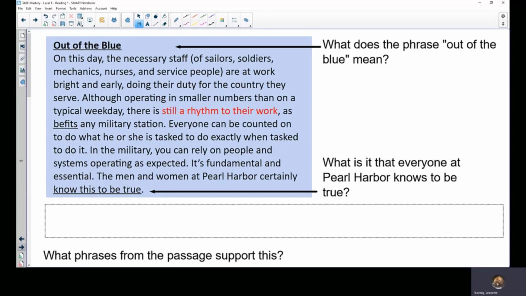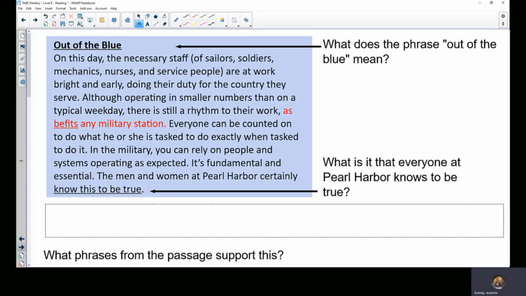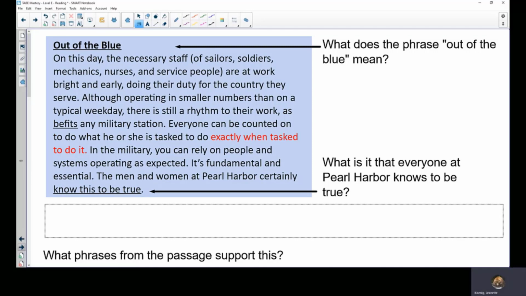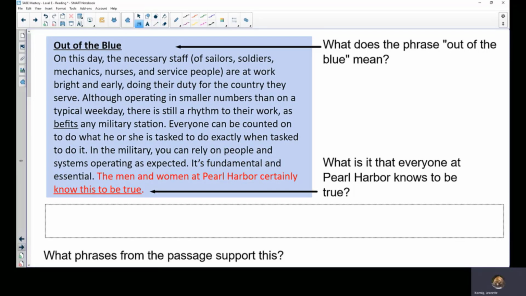There's still a rhythm to their work, as befits any military station. Okay, I'm not really sure what befits means, but I think I can probably skip that word. You do not have to know every single word in order to get the point of the story. There's still a rhythm to their work, and it fits any military station. At a military station, there's going to be a rhythm. Everyone can be counted on to do whatever they're asked to do exactly when they are told to do it. In the military, you can rely on people and systems operating as expected. It's fundamental and essential. The men and women at Pearl Harbor certainly know this to be true.